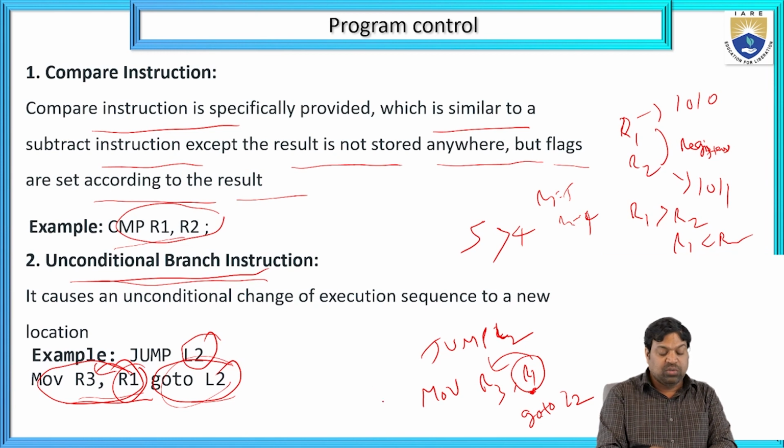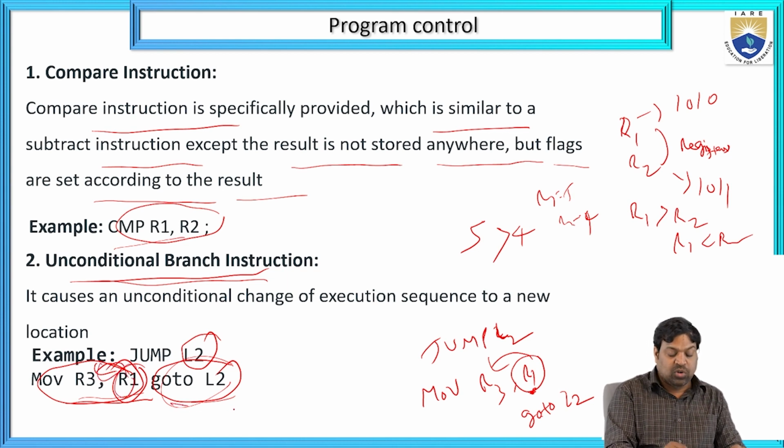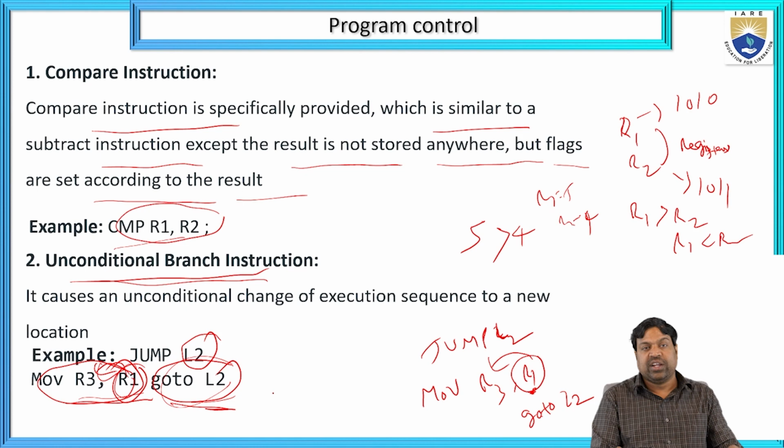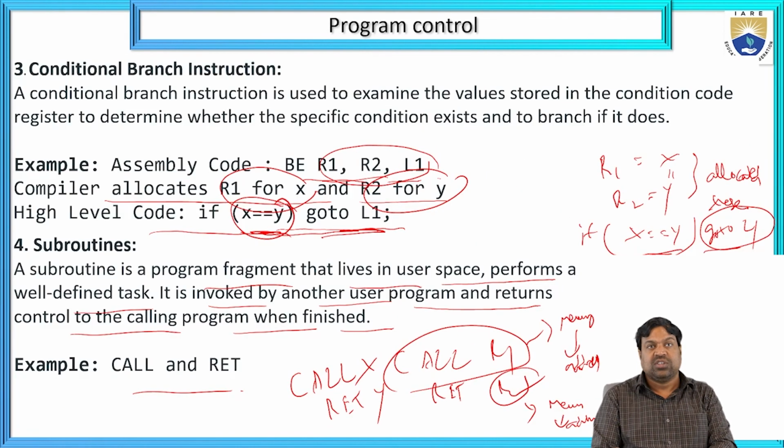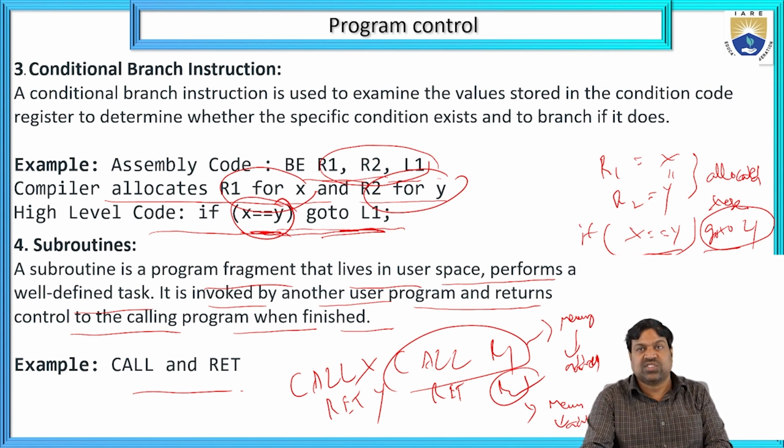So jump L2, that is line L2, when move R3 comma R1. So the R1 values are moving to the R3, go to L2. Is it any unconditional instruction? If it is the conditional instruction, then we have to keep a condition to moving the values or moving the register. A conditional branch instruction is used to examine the values stored in condition code register to determine whether the specific condition exists and to branch if it is just assembly code.